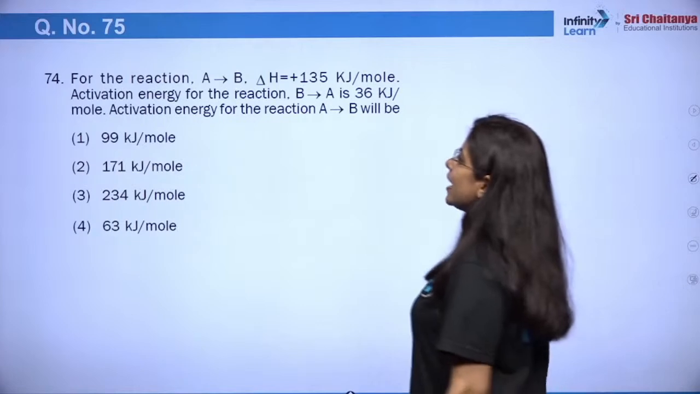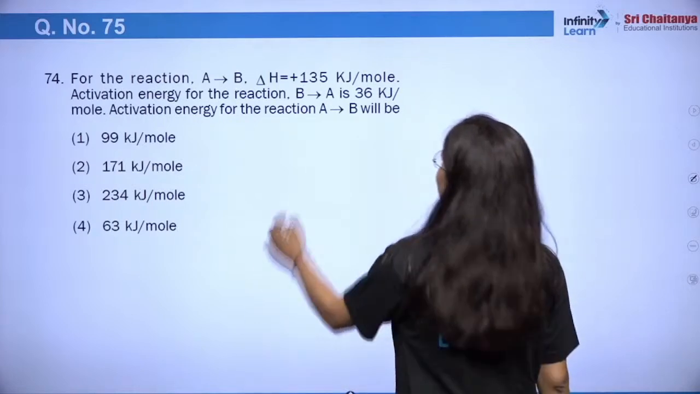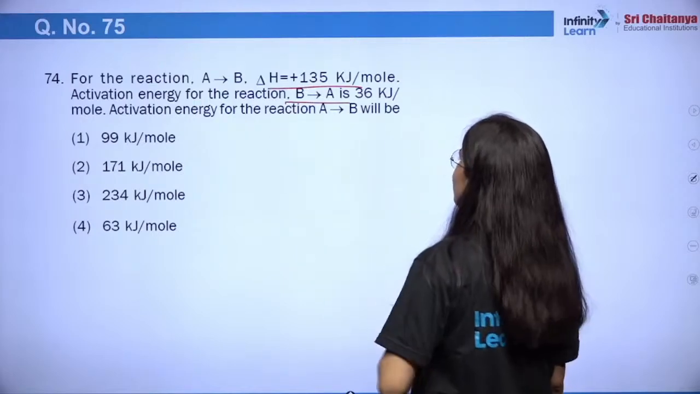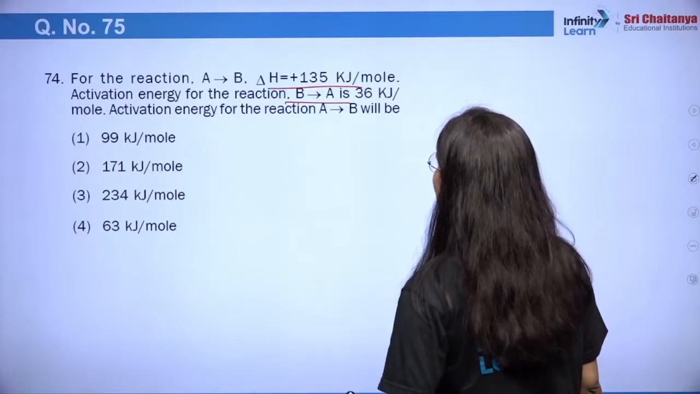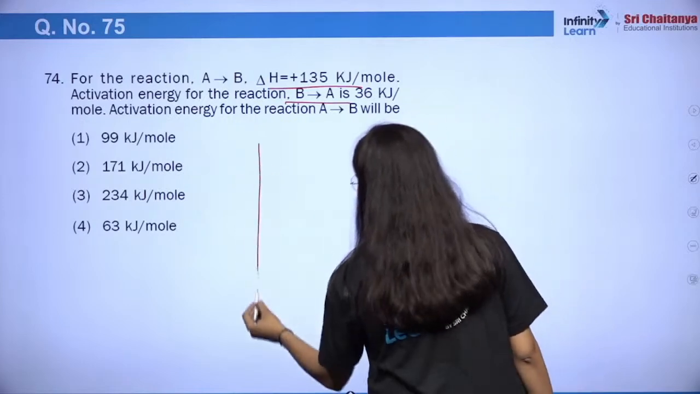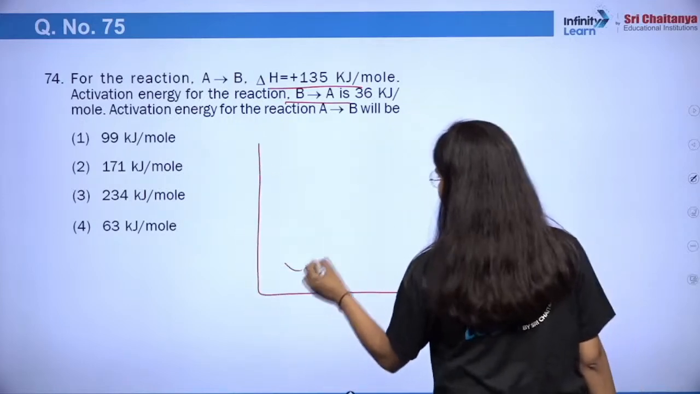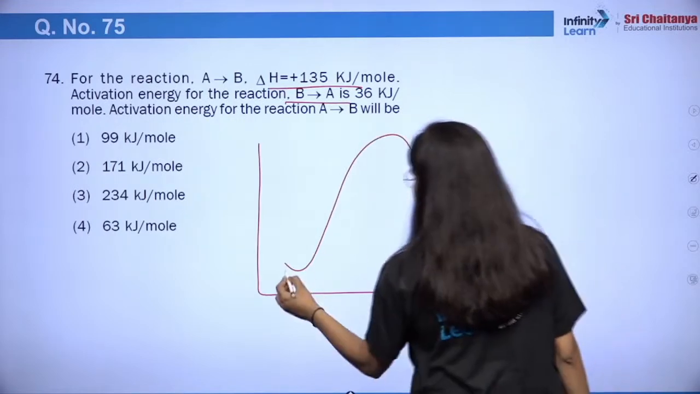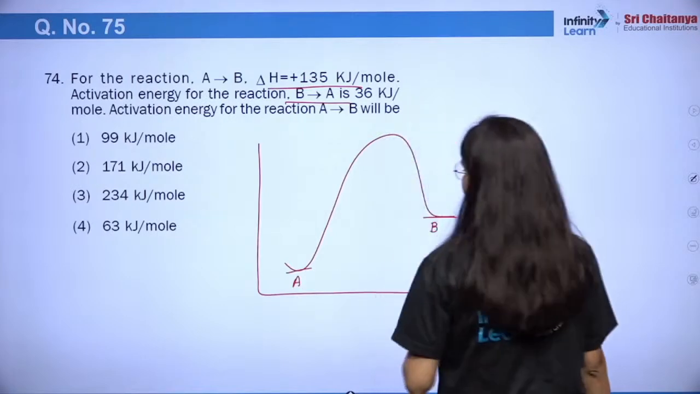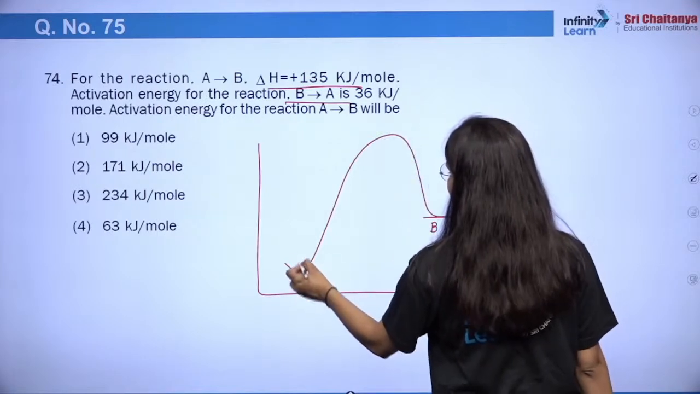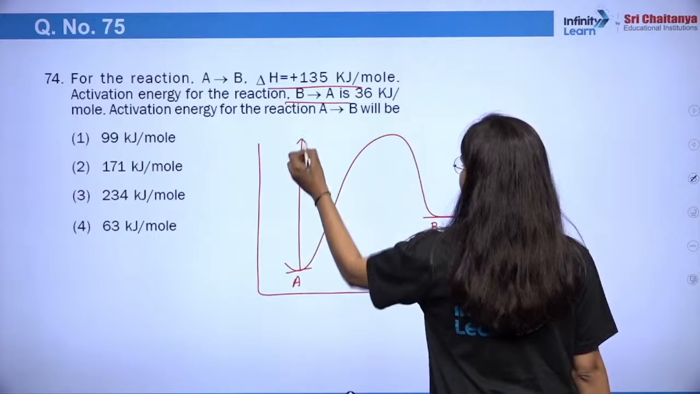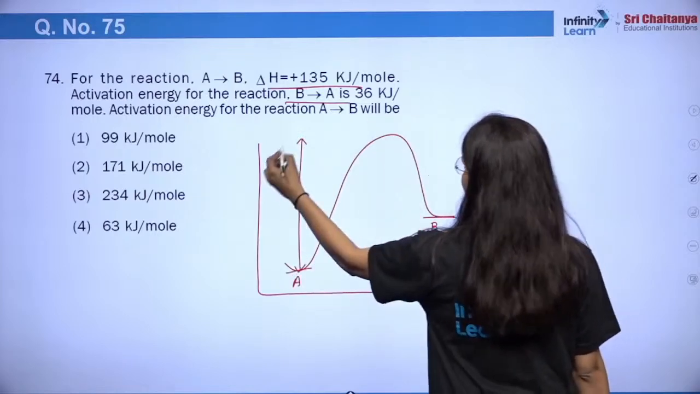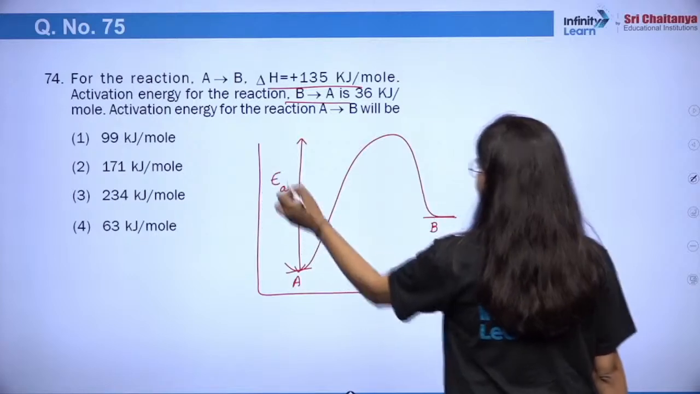Now for the reaction A to B, delta H is given to you, and the activation energy for the reaction B to A is 36. What is the activation energy for A to B? So for this we need to understand something. This is B and this is A. Now what is the activation energy for the conversion of A to B? This will be the activation energy.